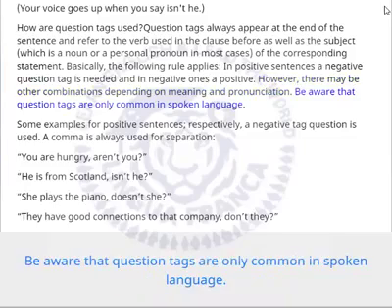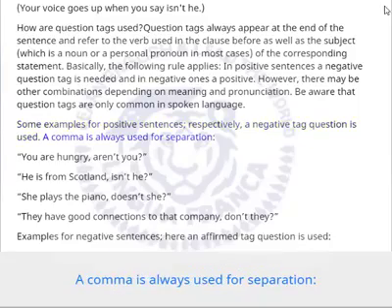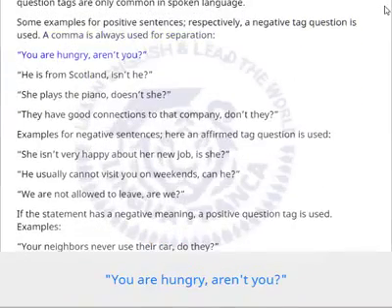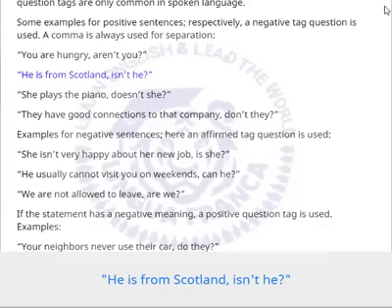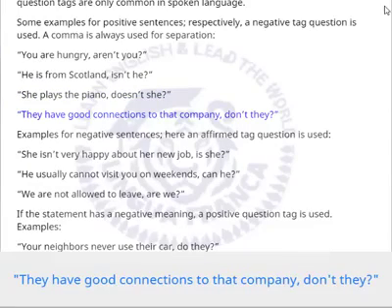Be aware that question tags are only common in spoken language. Some examples for positive sentences, where a negative question tag is used. A comma is always used for separation. You are hungry, aren't you? He is from Scotland, isn't he? She plays the piano, doesn't she? They have good connections to that company, don't they?